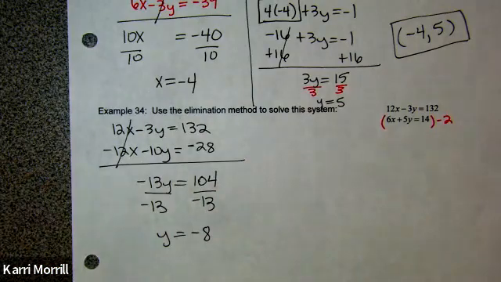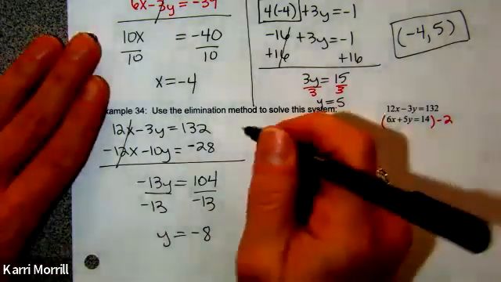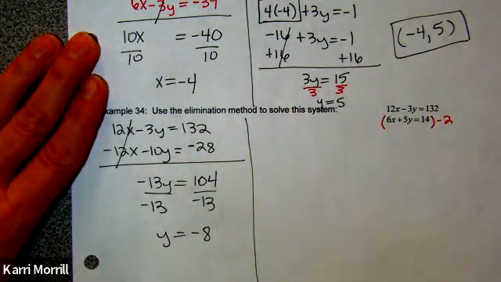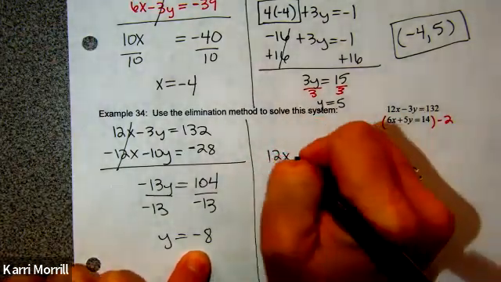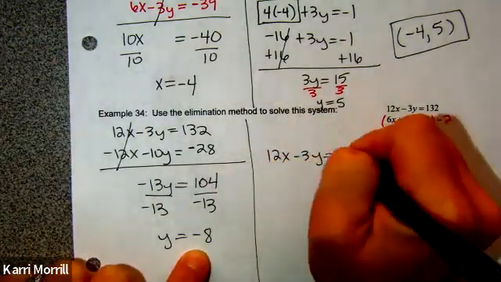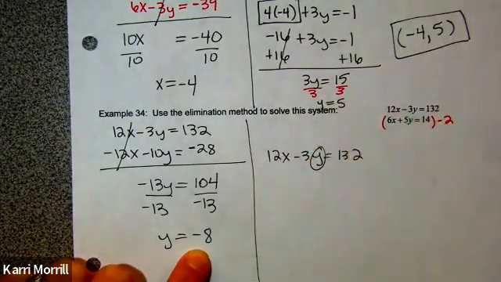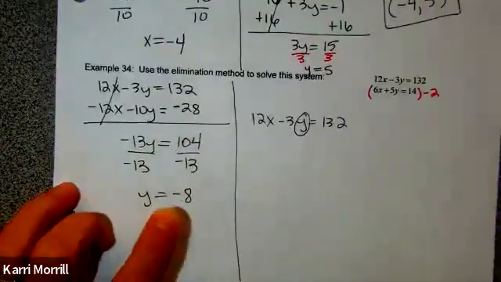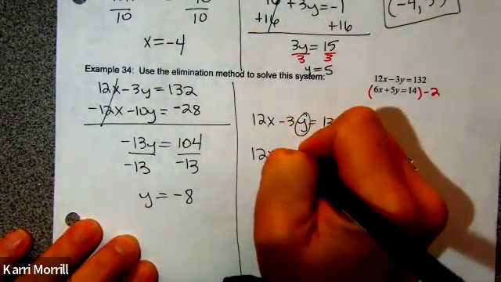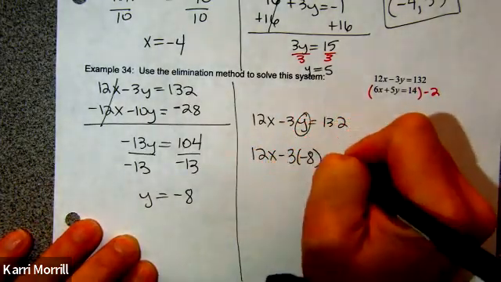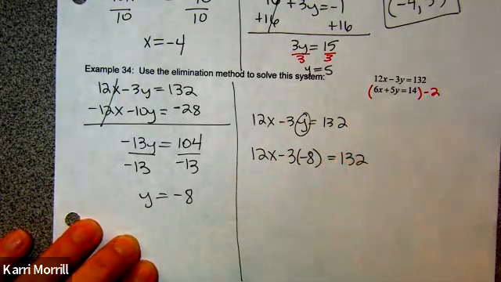So this time we actually solved for our y part first. I feel like every other one we've solved for the x part first. So we can plug that into either equation. It doesn't matter which one you do. I'm just going to do the top to be consistent, but it doesn't matter though. So I'm going to plug my y value into its y. So minus 3 times negative 8 equals 132.